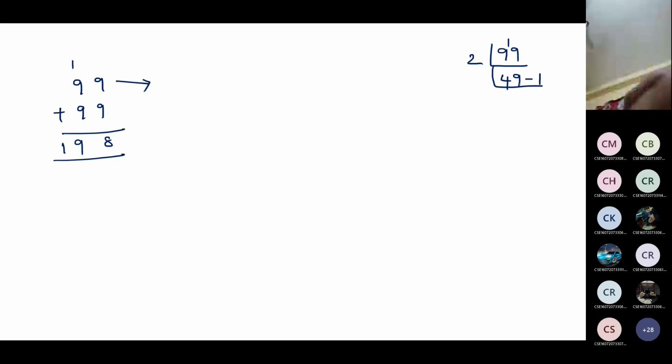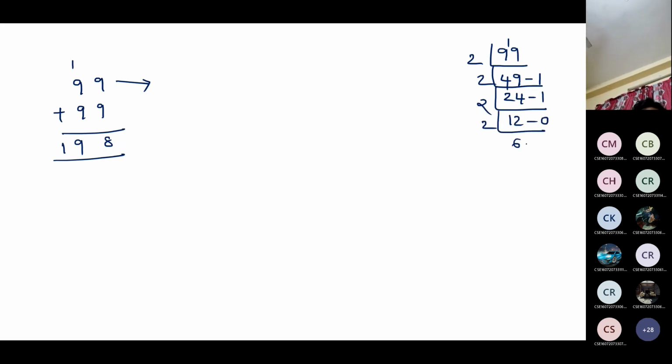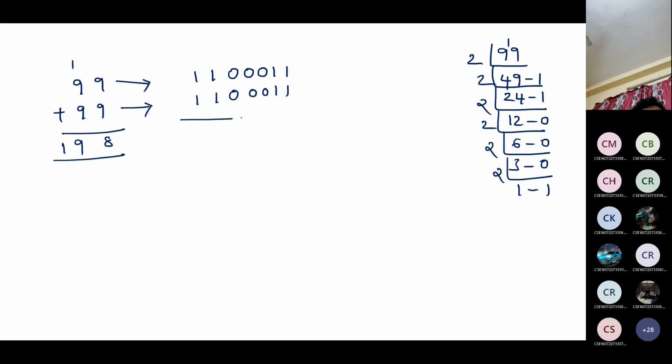Remainder is 1. Remainder is 1. Okay, so what is the equivalent of 99? 1 1 0 0 0 1 1. Here also the same equivalent you'll get, 1 1 0 0 0 1 1.